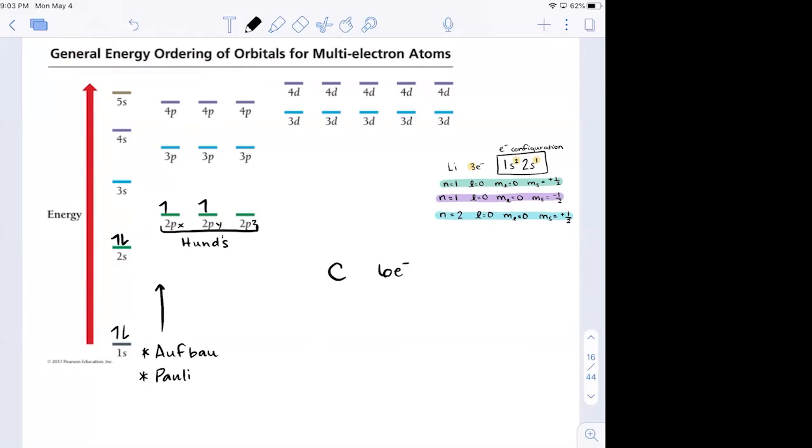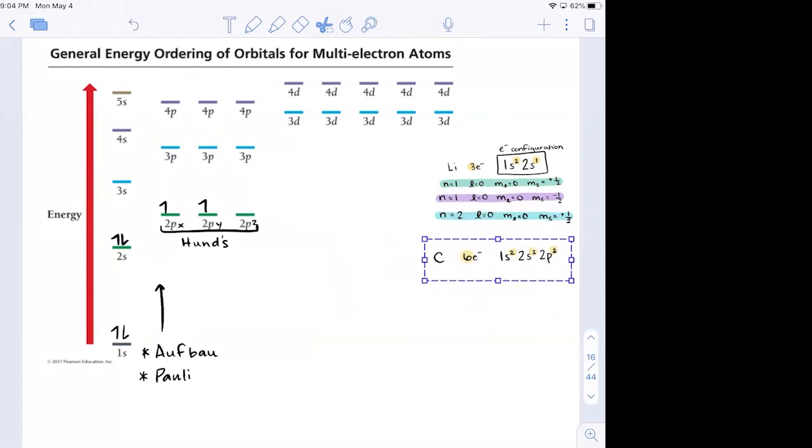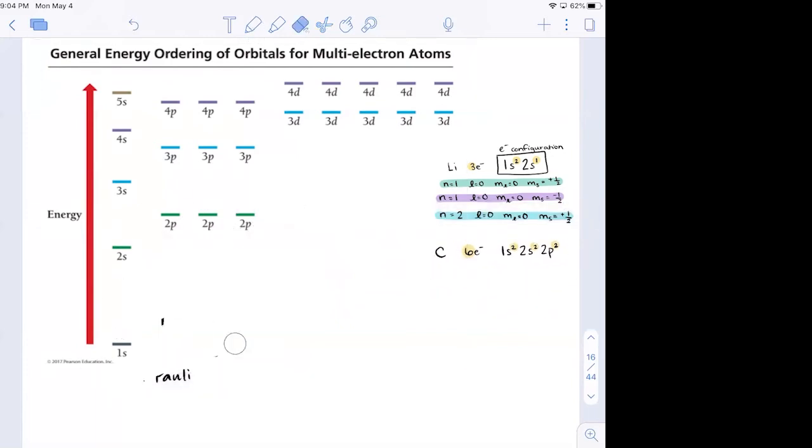Now, shorthand electron configuration here. 1s2, 2s2, 2p2. We do not see Hund's rule with the idea of the x and the y and the z, but we know it's there. It's understood for chemists. This is the full electron configuration then for carbon. Let's do another one. Let's get a little bit bigger.